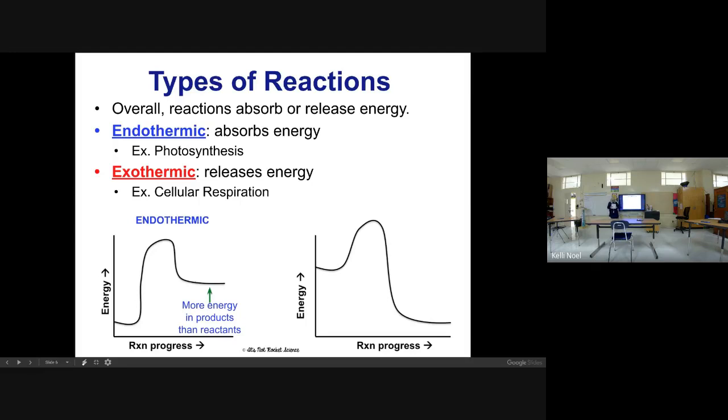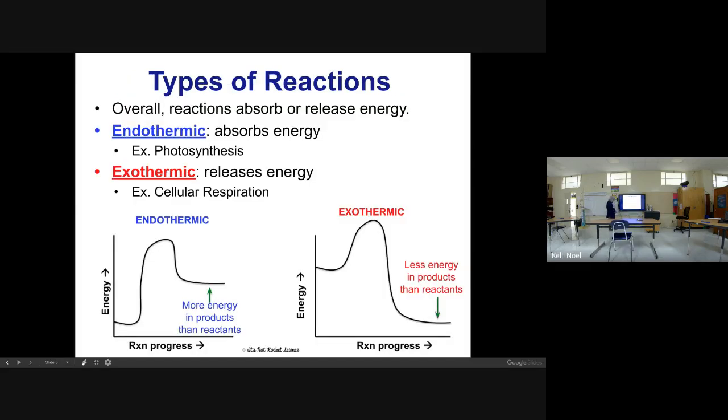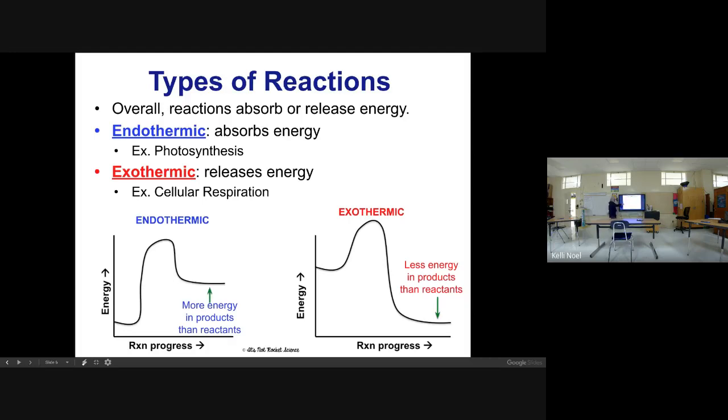Exothermic is the other column right here. And notice that this line is closer down here to the x-axis. That means it has released energy. So exothermic will look like this. The reactants will contain more energy than the products. Here, the reactants have less energy than the products because the energy is going to be put into the bonds to make that substance.